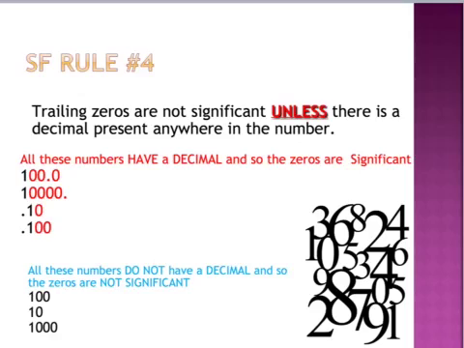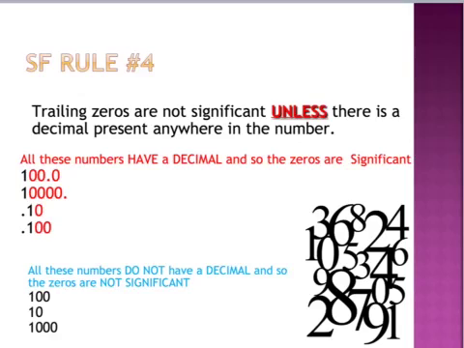It says trailing zeros are not significant. Trailing zeros, those are zeros that come at the end. Like when you trail, when you're left behind, you're at the end. So zeros at the end are not significant unless there is a decimal present anywhere in the number. Okay, so let's look at our examples.